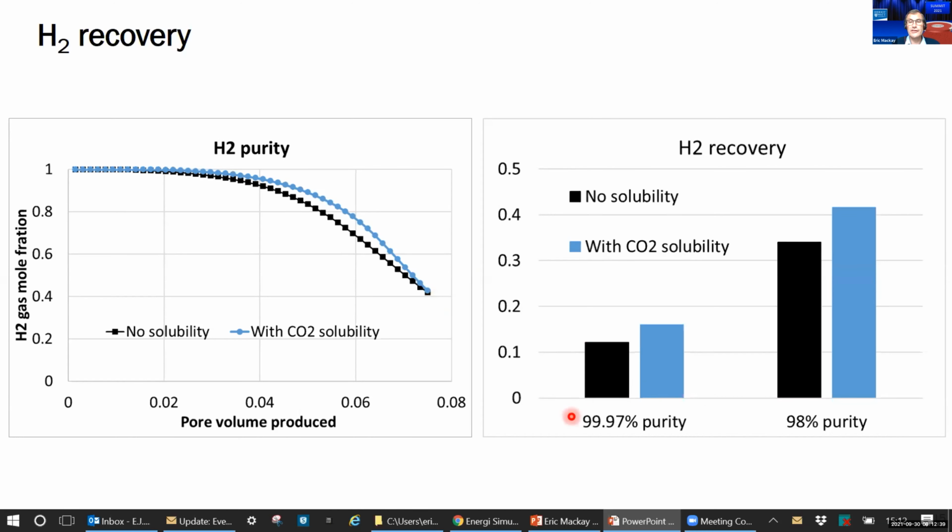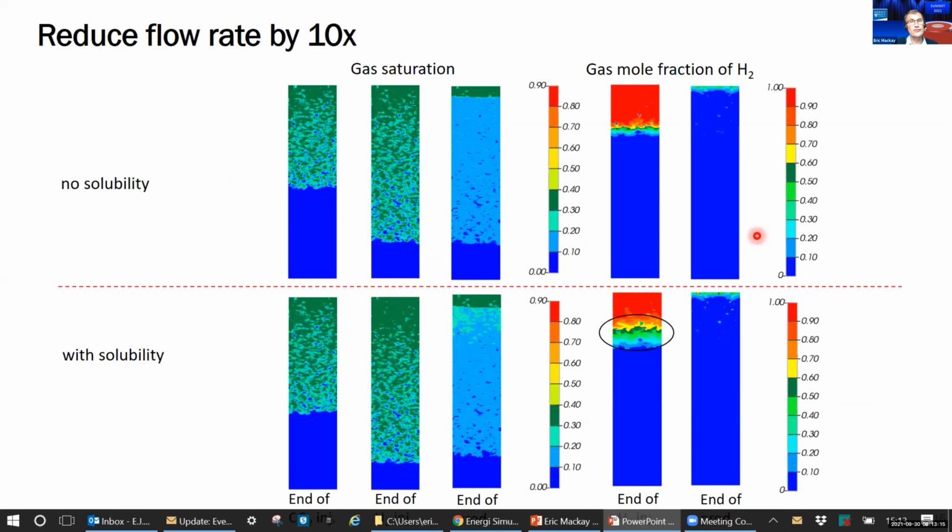We've got two values of purity here. This is the value of purity that would be required for fuel cells. Obviously, it's way too ambitious to be injecting hydrogen into a subsurface reservoir and then use it for fuel cells. We'll never get that level of purity in economic numbers. But for just general introduction into a gas network, for example, 98% purity is quoted. And we're seeing that with solubility of CO2, we're actually getting increased amounts of hydrogen being recovered before the purity threshold is reached.